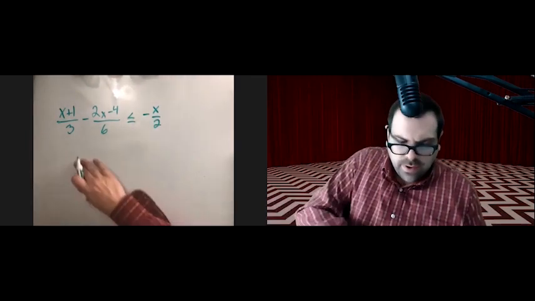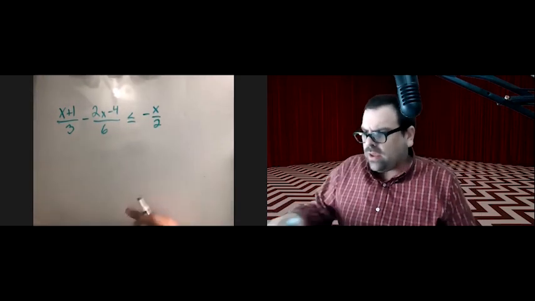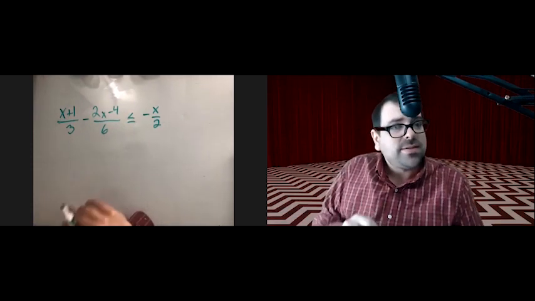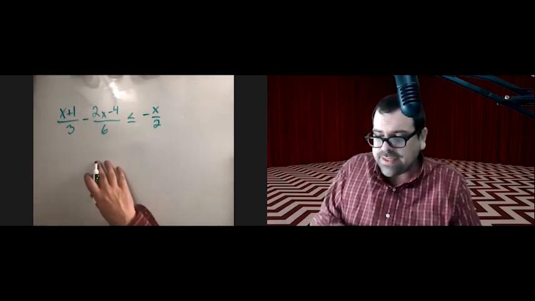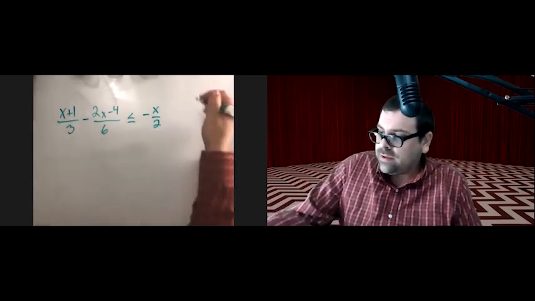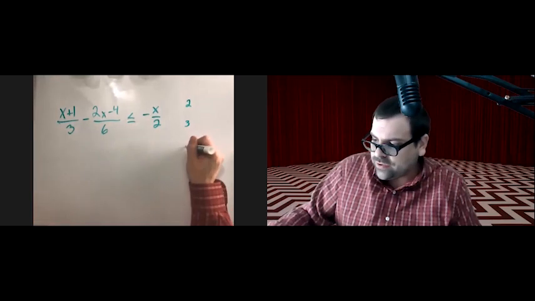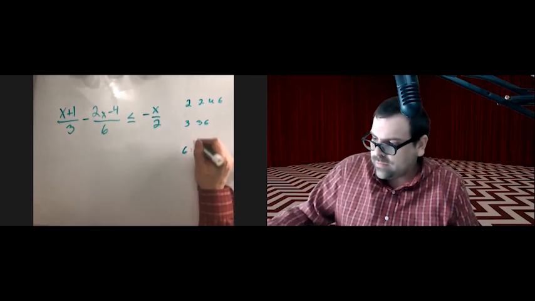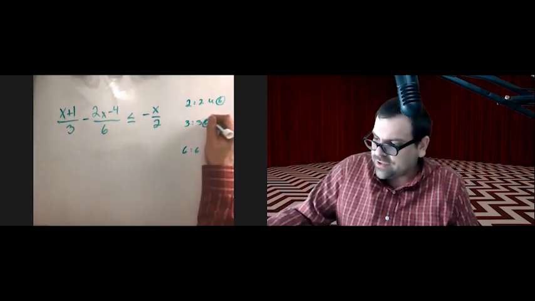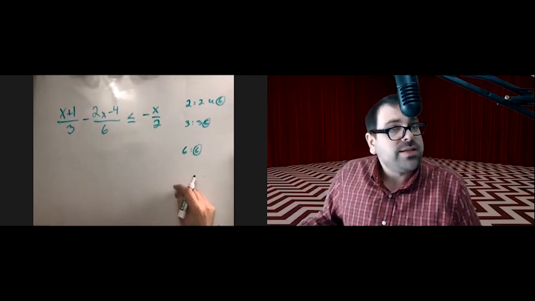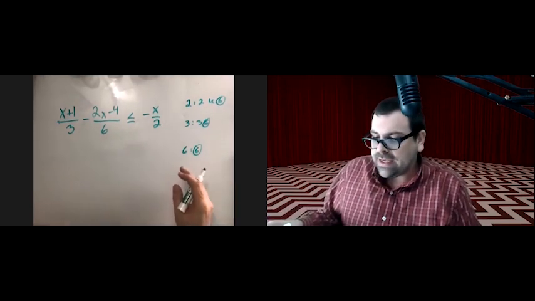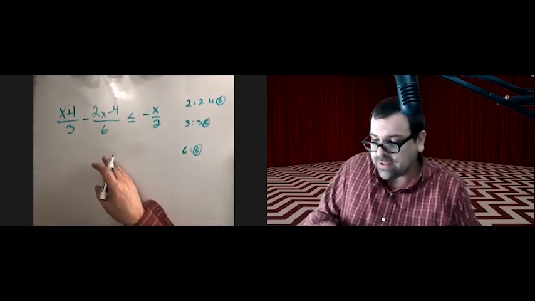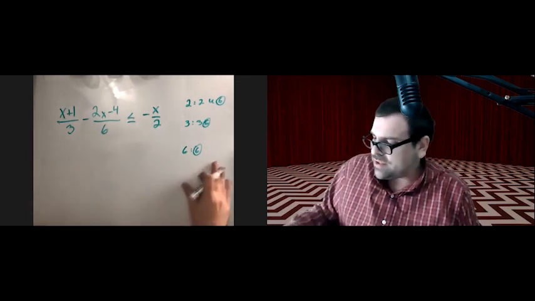Now, here we can go ahead and multiply both sides by the least common denominator. In this case, that's going to be 6. If we look at our multiple lists for 2, 3, and 6, 6 is the first number that shows up in all three of the lists. That means that 6 is the least common denominator of fractions with 2, 3, and 6 in the bottom.